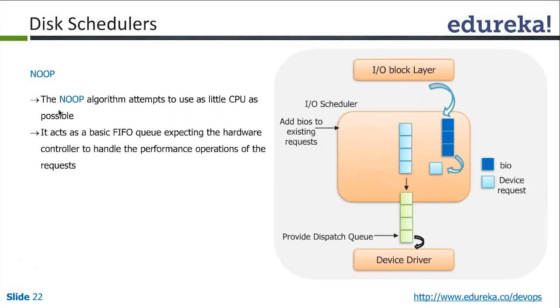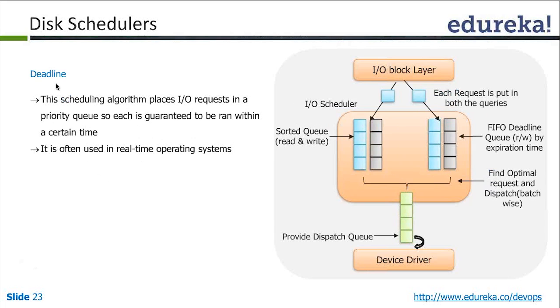Okay, the NOOP algorithm attempts to use as little CPU as possible. It acts as a basic FIFO queue, expecting the hardware controller to handle the performance operations of the request. So this is one kind of scheduler which we know of. Then the deadline scheduler: this scheduling algorithm places I/O requests in a priority queue, so each is guaranteed to run within a certain amount of time. It is often used in real time. So as I was saying, different schedulers are used for different purposes.